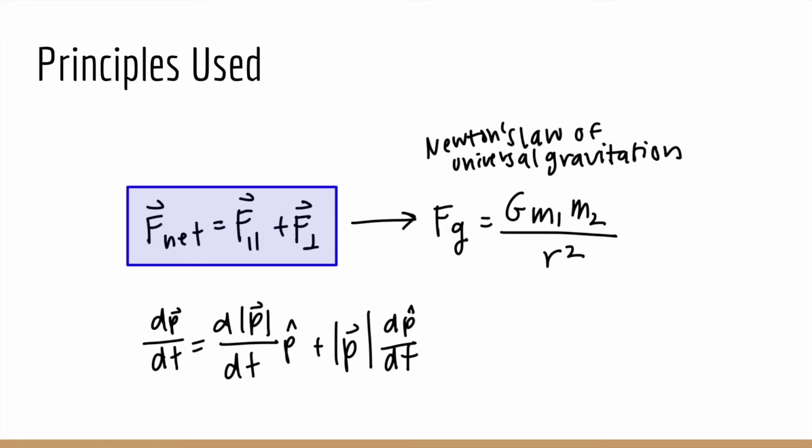We will use Newton's second law in the lab. We took the derivative of momentum with respect to time and split it up into its parallel and perpendicular components. We will use this to calculate the mass. On the right, we have Newton's law of universal gravitation, which helps us solve for the net force. The only force on the star is the gravitational pull of the black hole. If we set the two equations equal to each other, we can solve for the unknown, the black hole's mass.